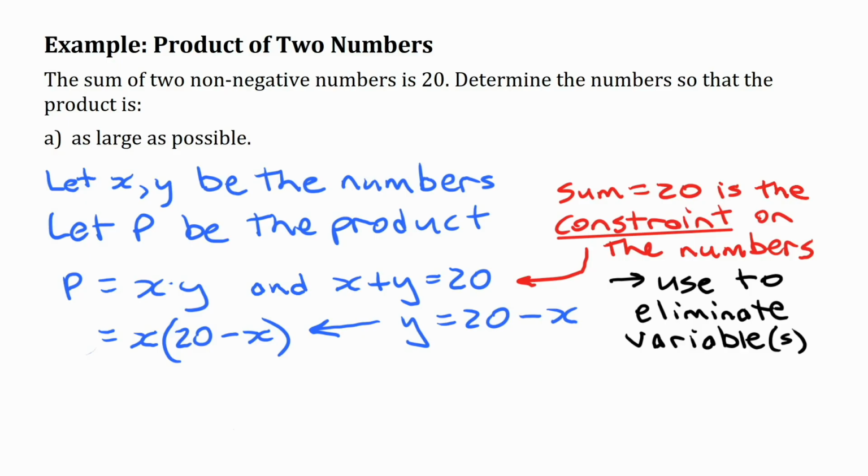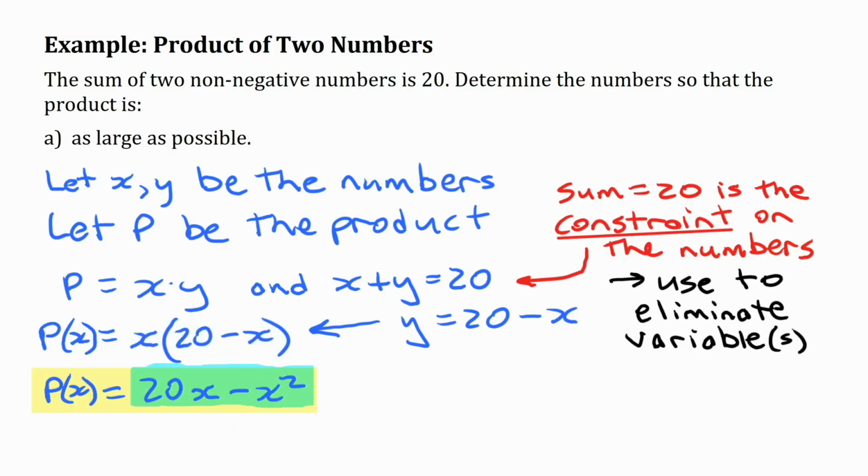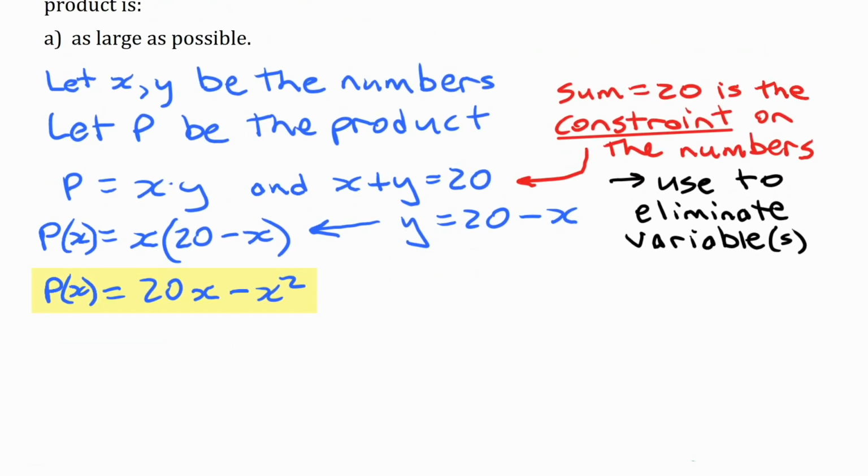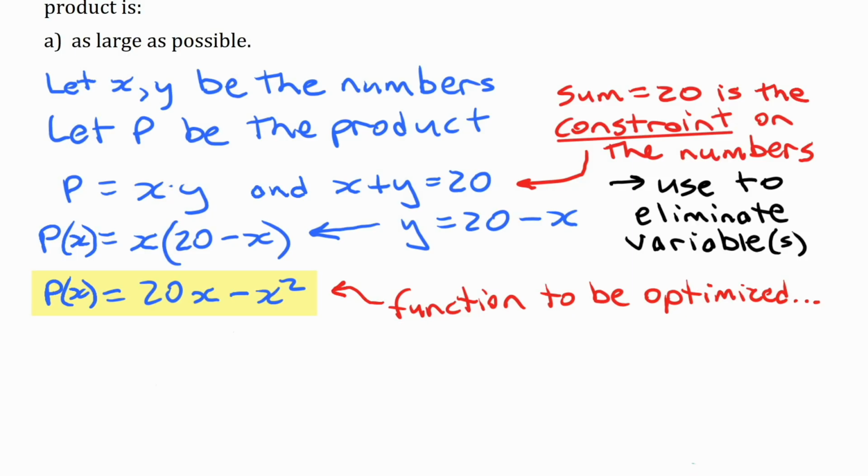And I am going to start calling this now p of x, just to emphasize now I've turned it into a function of one variable. I have the product as a function of x with this equation. You don't need to do that. You could still just keep calling it p if you prefer. Up to you. I like to do that just to emphasize that. All right, and you can, of course, expand this, and what you're going to get then is that p of x is equal to 20x minus x squared. And that is the function that we are going to optimize.